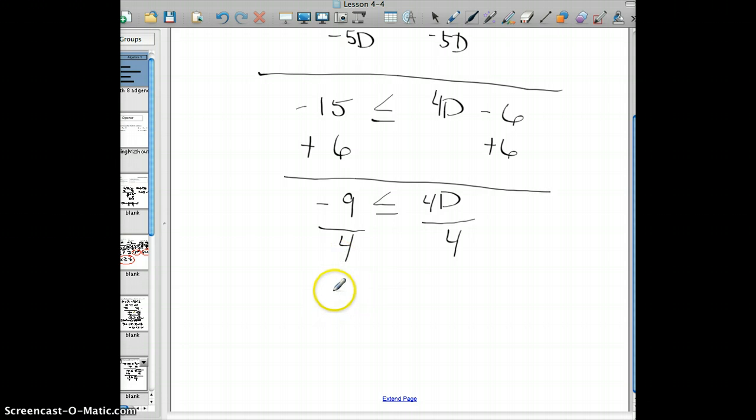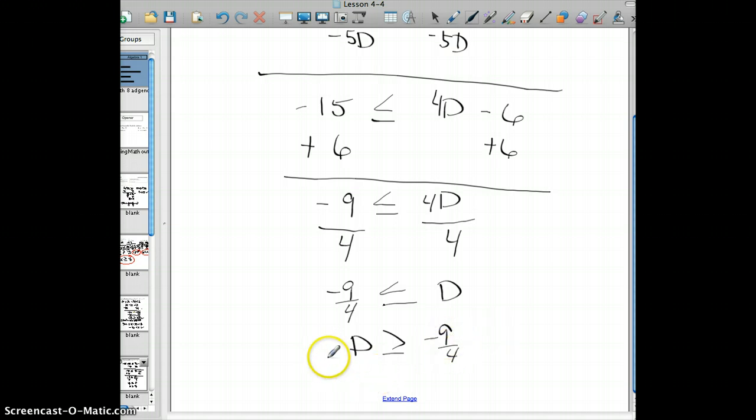So we now have negative 9/4, and let's just leave that the fraction. Don't worry about converting it to a decimal or a mixed number. It's just one extra step that's not necessary 99% of the time, and it's usually a step that will cause some problems and possibly mistakes. So we have negative 9/4 is less than or equal to d, which means d is greater than or equal to negative 9/4. So what could d be?